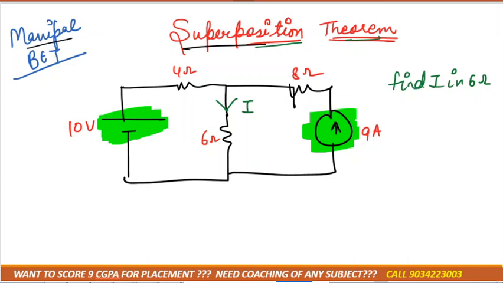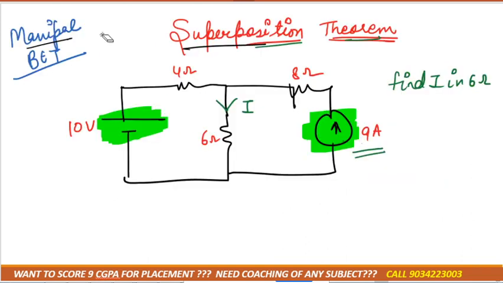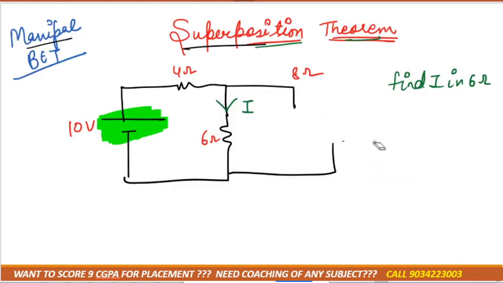In the first step, we'll keep the first source and kill the other source. First source means we'll keep the voltage source and kill the other source. Killing means the current source, and as I told you, the current source must be open circuit, so it becomes an open circuit like this. Everything else remains the same. Now in this case we mark I dash over here.